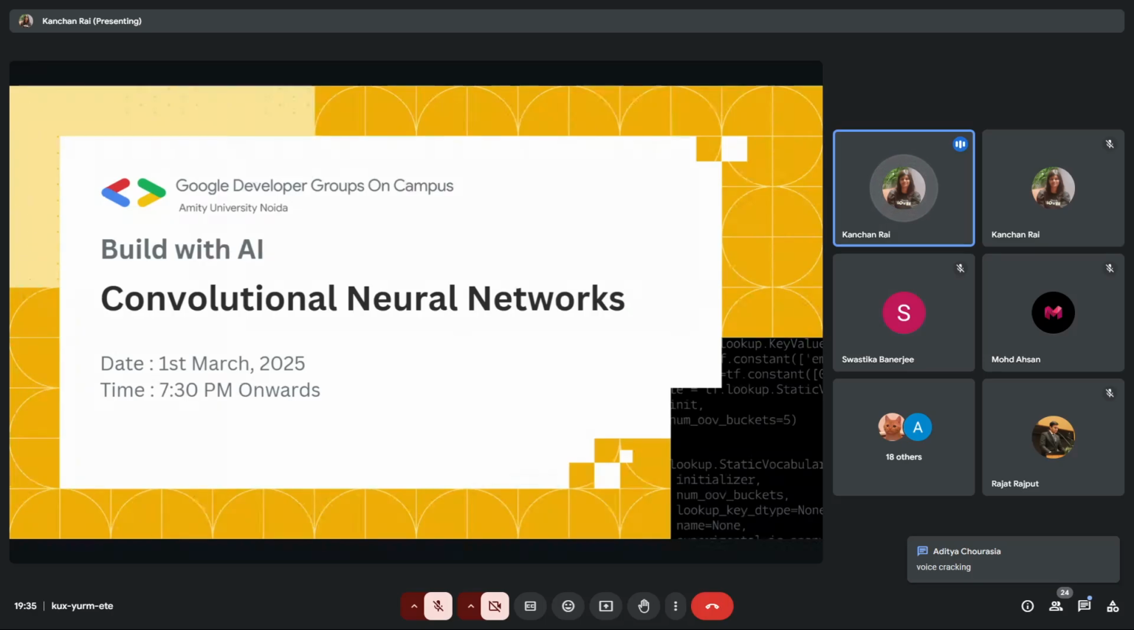Now coming to convolutional neural networks, these are used to classify images. Suppose you have an image of a cat and another image of a dog, and you need to build a machine learning model which tells which one is cat and which one is dog. You will use convolutional neural networks. We'll see how they are better than artificial neural networks and how we can use them.